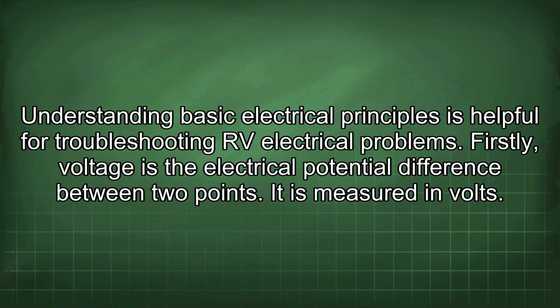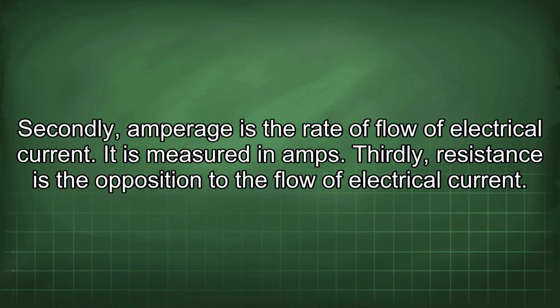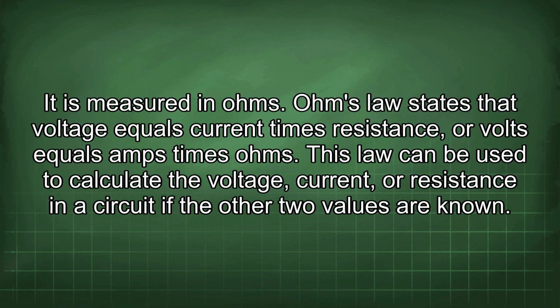Understanding basic electrical principles is helpful for troubleshooting RV electrical problems. Firstly, voltage is the electrical potential difference between 2 points. It is measured in volts. Secondly, amperage is the rate of flow of electrical current. It is measured in amps. Thirdly, resistance is the opposition to the flow of electrical current. It is measured in ohms.